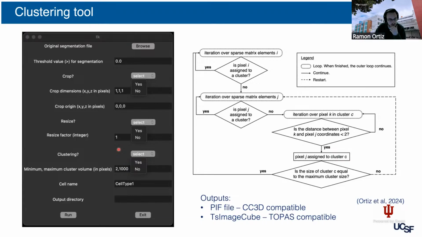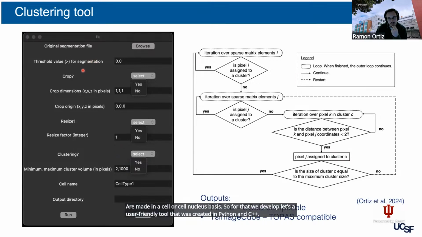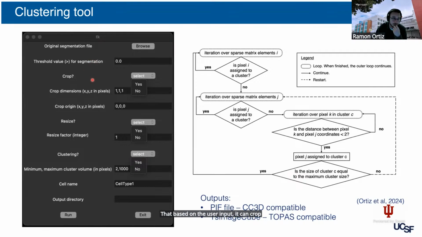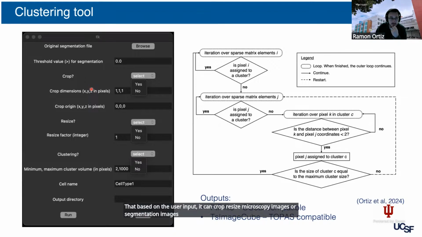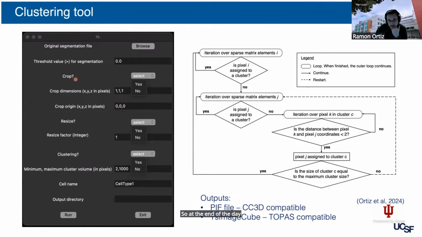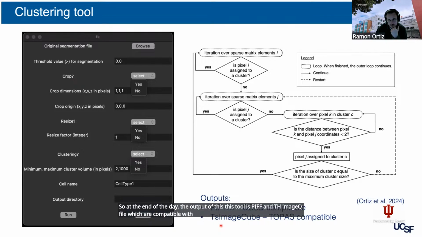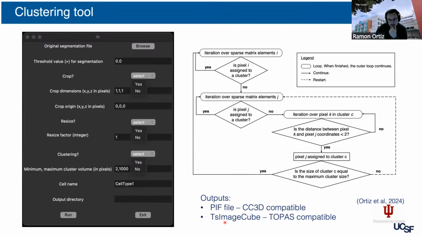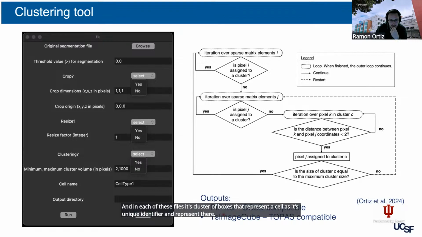a user-friendly tool, written in Python and C++, that based on the user input can crop and resize microscopy images or segmentation images. But most importantly, it can create clusters of adjacent pixels, based on the user specifications, that will represent an individual entity such as a cell. At the end of the day, the output of this tool is a PIF and a TH ImageQ file, which are compatible with Computational and TOPAS respectively. And in each of these files, each cluster of boxes that represents a cell has its own unique identifier and represents this entity.